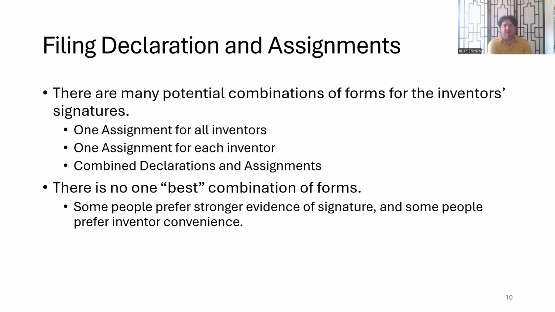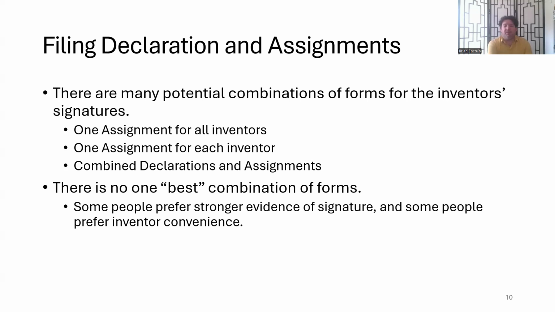What do I mean? Some people prefer stronger evidence of signature. If you think that this document is really going to be litigated and that you're going to be accused of forging your inventor signatures and that your competitors will accuse you of things, you will want one form that's signed by everyone, and you'll probably want one assignment signed by everyone, and then maybe separate declarations. That's inconvenient, both for in-house staff and for the inventors. It's probably more convenient for attorneys.